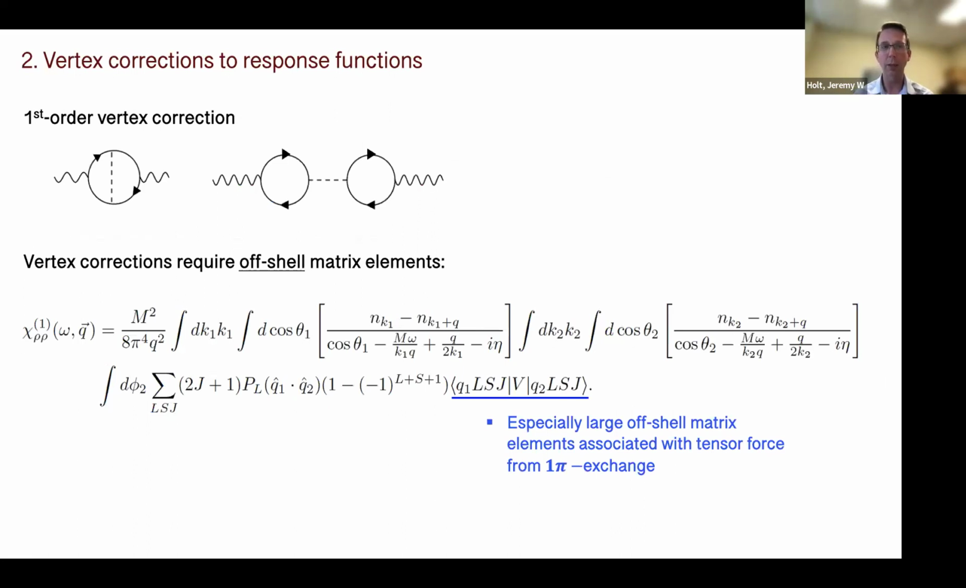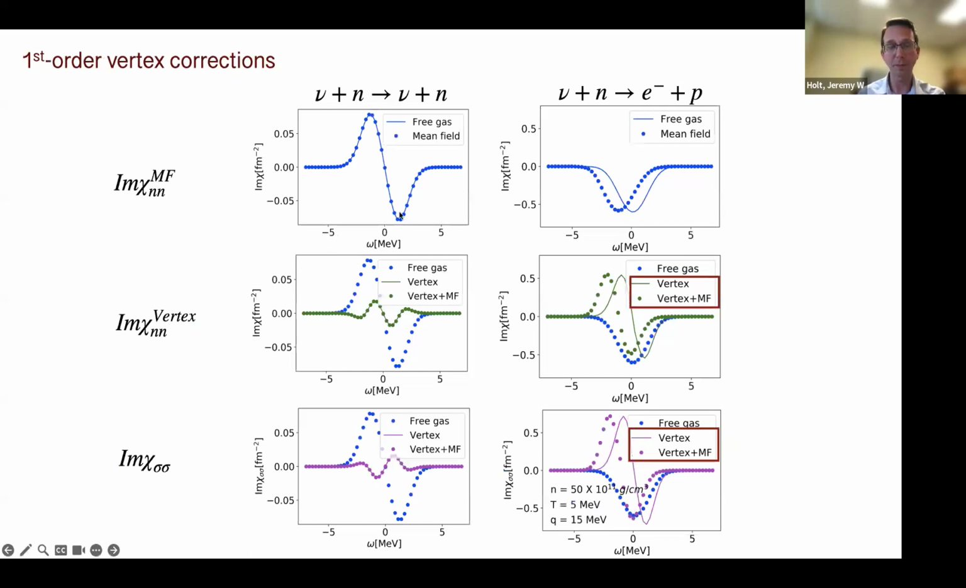Now we want to take a look at vertex corrections. These vertex corrections have been much less studied in the literature. There have been some efforts, but they definitely haven't received as much attention as mean fields. So our goal over the last few years was to develop a consistent scheme to calculate these vertex corrections. They involve some complicated multi-dimensional integrals. And one of the key features, compared to just mean fields, is that they involve off-shell matrix elements of the nuclear potential, which in some cases, with the nuclear tensor force and one pion exchange, can be quite large. So we expect these effects to be large. We want to see how they compare to mean fields.